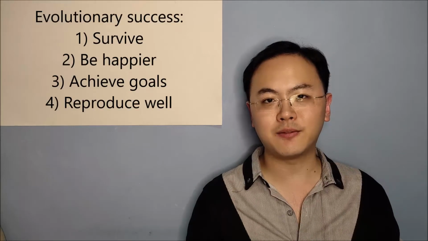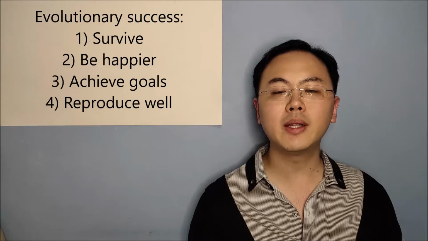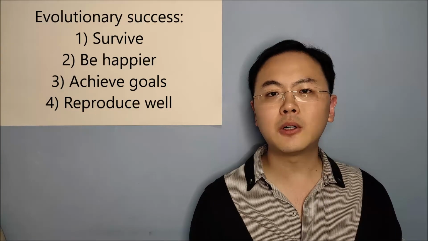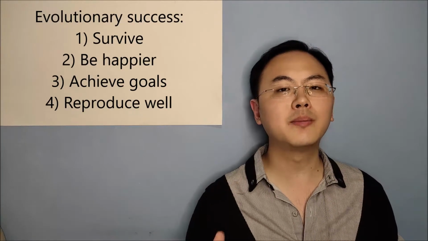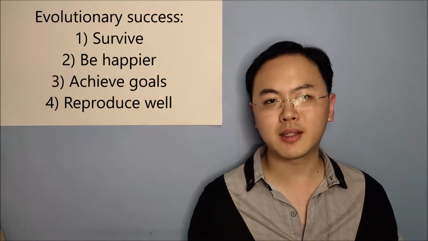So as a quick summary, let's recap the 4 different kinds of evolutionary success. The first is that you survive. The second is that you become happier. The third is achieving what it is that you set out to do. And the fourth is to ensure that your offspring is able to help their offspring have offspring. Or in short, reproductive success.